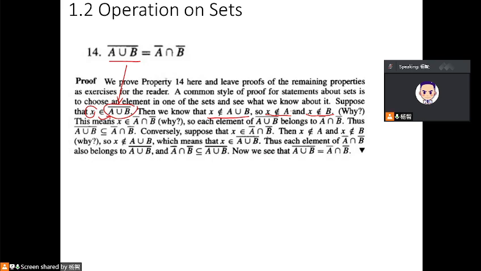And this means x belongs to this. Why? Well, tell me why. Okay. If x does not belong to A, we can say x belongs to the complement of A.